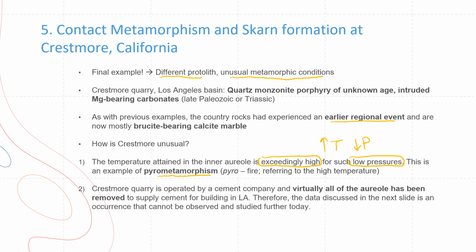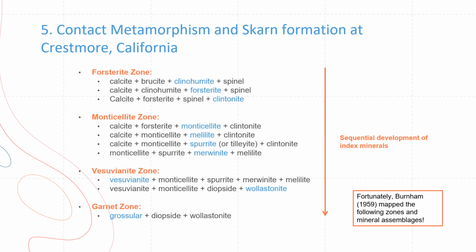Secondly, Crestmore Quarry is operated by a cement company, so virtually all of the aureole has been removed to supply cement for building in LA. So therefore, the data discussed in the next few slides is an occurrence that cannot be observed and studied further today. So fortunately, Burnham in 1959 mapped the following zones and mineral assemblages.